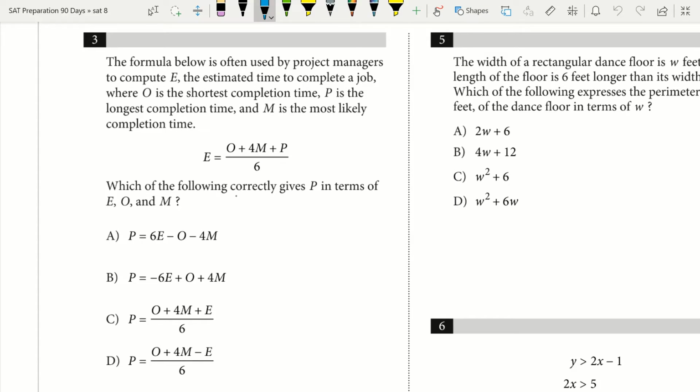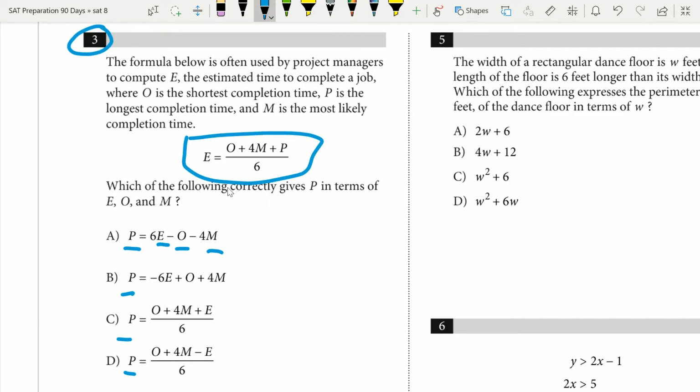I have an SAT math tip/trick for you. This tip and trick deals with correctly identifying one variable in terms of other variables. I'm going to use question 3 to illustrate it. Anytime I glance at my answer choices and see one variable set equal to a bunch of other variables, in this case E, O, and M, I'm just going to go ahead and solve for that variable using the equation I'm given.